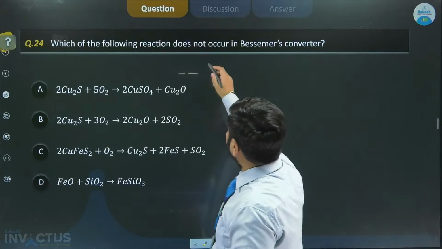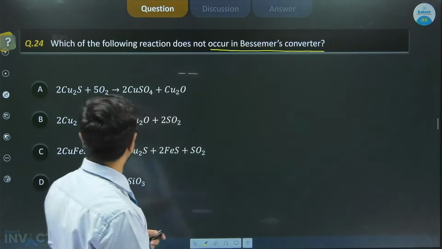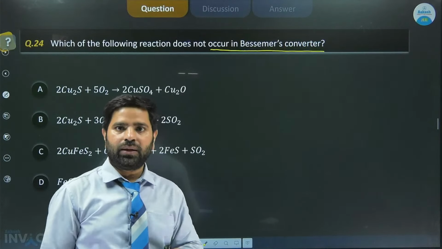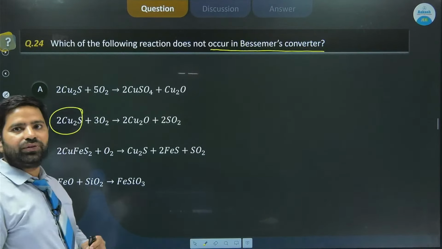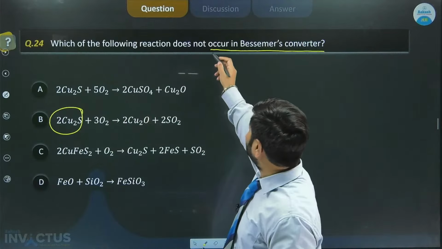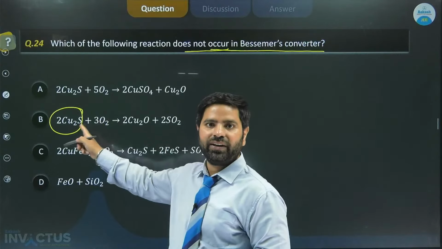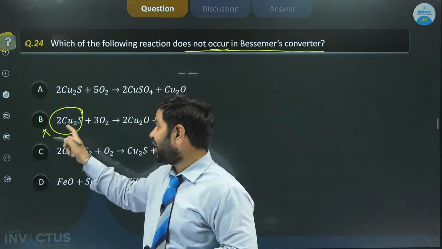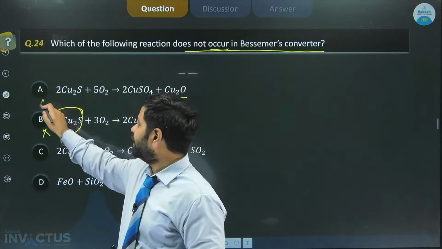Which of the following reactions does not occur in the Bessemer converter? This is again a theoretical part. What is the main reaction of the Bessemer converter? The main reaction is the complete oxidation of copper sulfide. We have to choose the one that does not occur. This reaction represents the complete oxidation of copper sulfide into copper(I) oxide, so this reaction will happen. And this reaction will also happen because there is a formation of copper oxide.